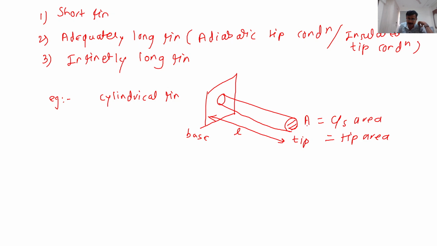So how to calculate this area then? In this case, area becomes pi by 4 d square. That is the cross-sectional area. And what is the perimeter along the cross-section? That is called P. Perimeter along the cross-section becomes pi d. So this is very important to remember. Now I will take a second case.